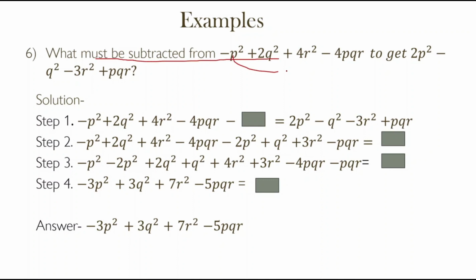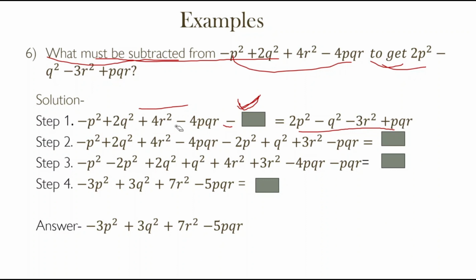So first we will write this algebraic expression. So minus p square plus 2q square plus 4r square minus 4pqr. They are asking what must be subtracted from it. So I assume that there is some unknown algebraic expression that needs to be subtracted. That's why I wrote the minus sign and inserted this blank box. To get means equals to, means when you subtract this algebraic expression which we do not know from this one, you are getting 2p square minus q square minus 3r square plus pqr.